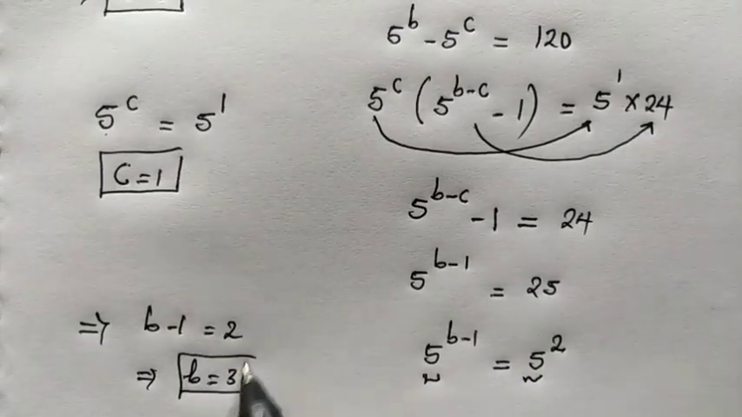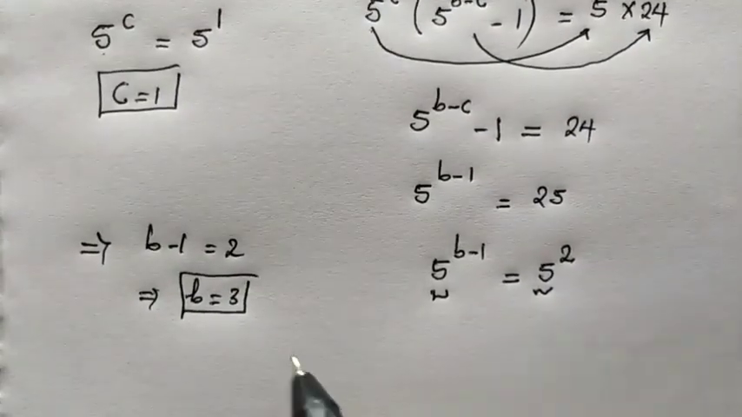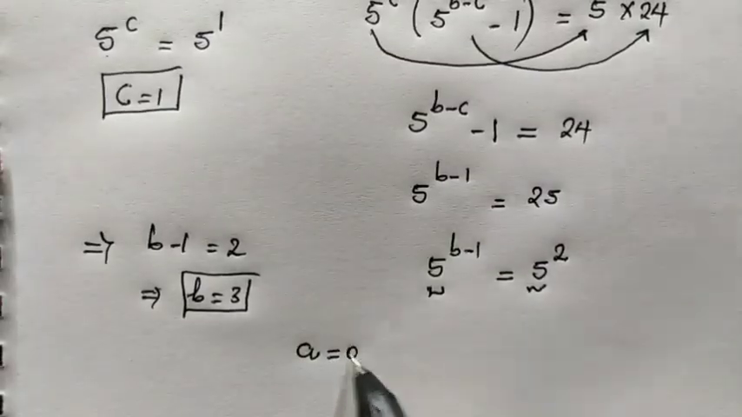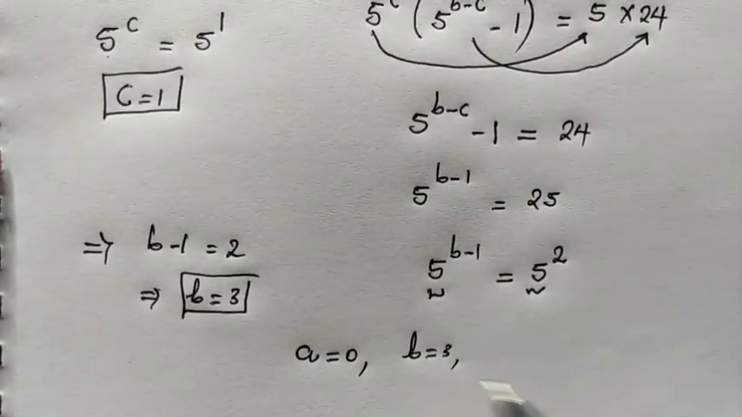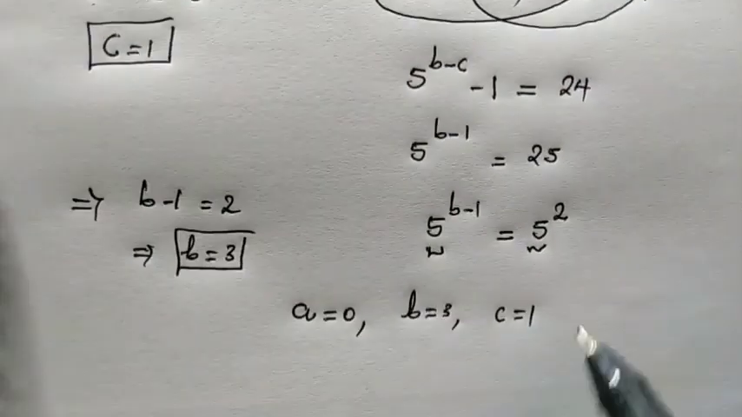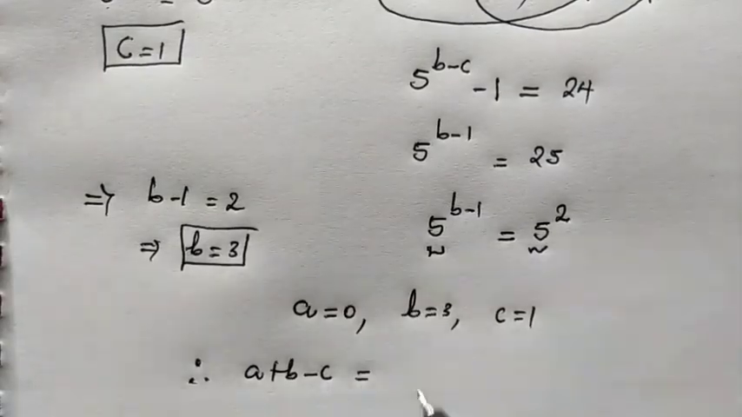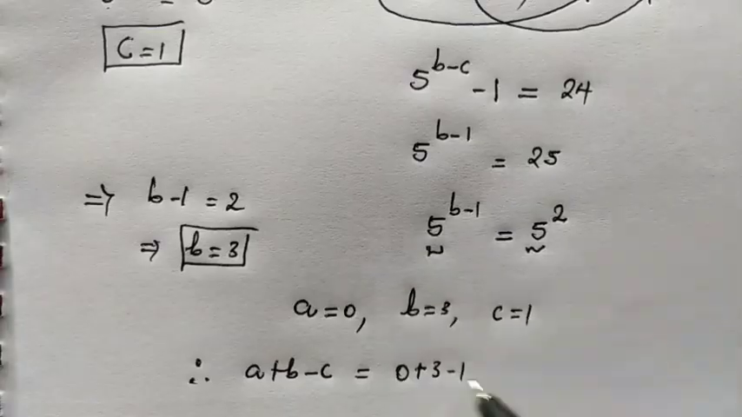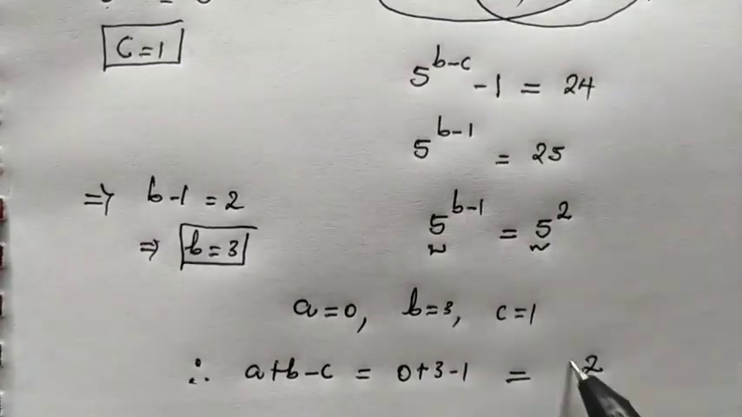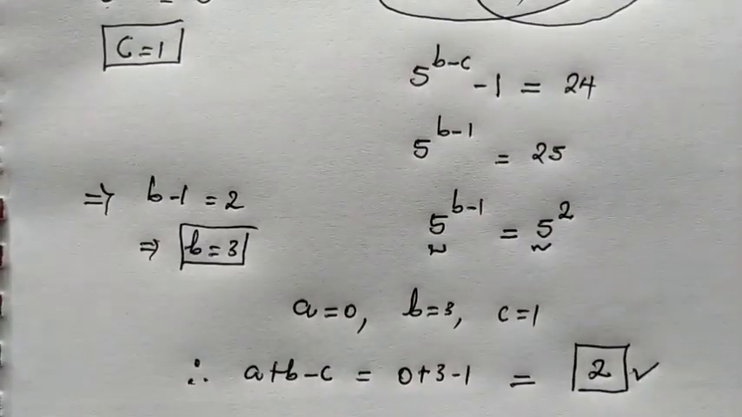So here we have the following solutions for a, b, and c. a is equal to 0, b is equal to 3, and c is equal to 1. Therefore, a plus b minus c is going to be equal to 0 plus 3 minus 1, and this is giving us 2. Therefore, 2 is the correct answer.